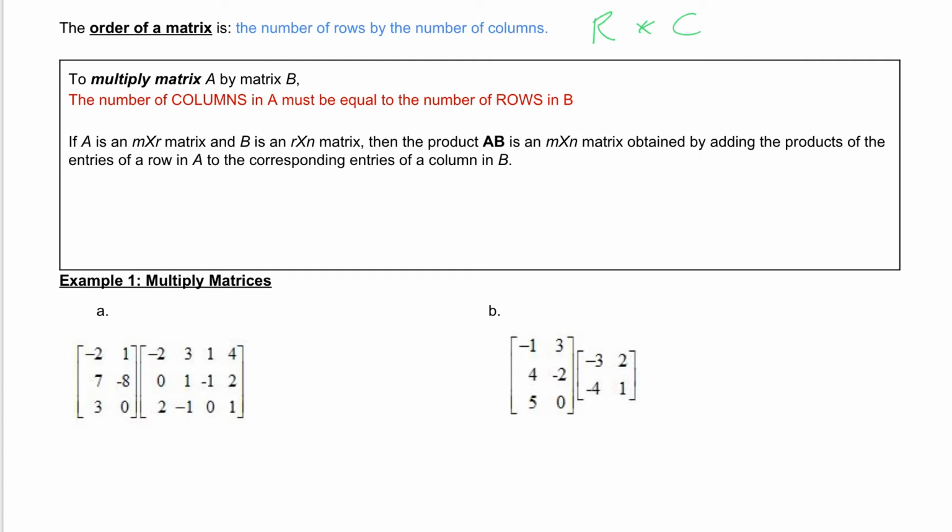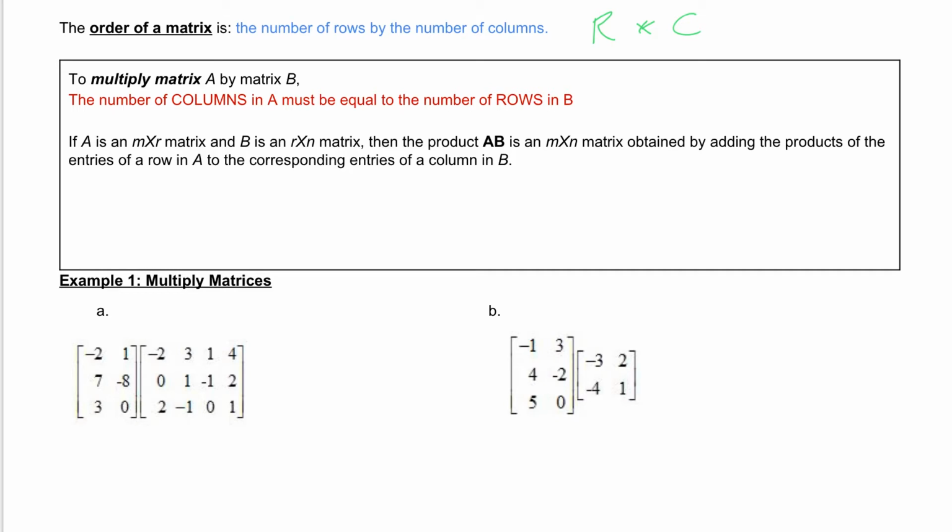To multiply matrices, if we're going to multiply matrix A by matrix B, the number of columns in A must be equal to the number of rows in B. If A is an M by R matrix and B is an R by N matrix, then the product of A times B is an M by N matrix. So let me show you what this means.